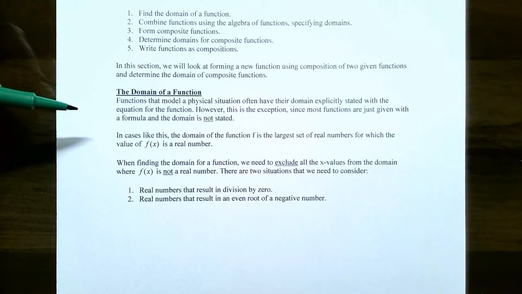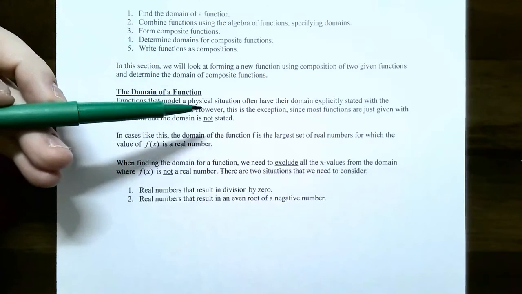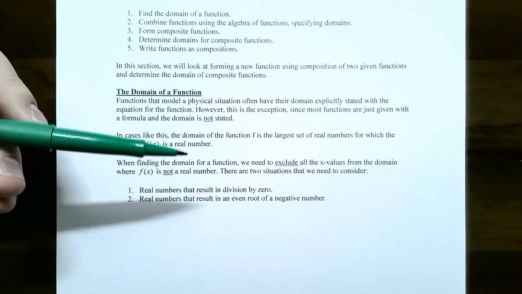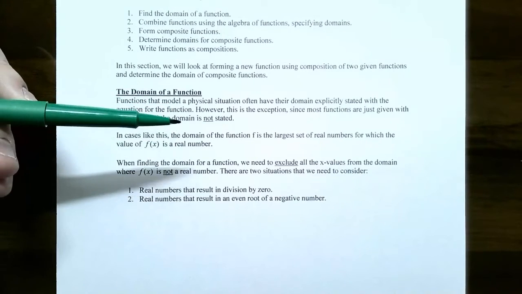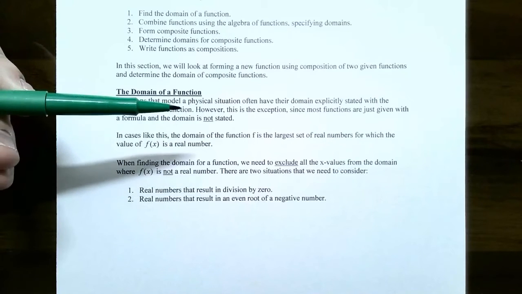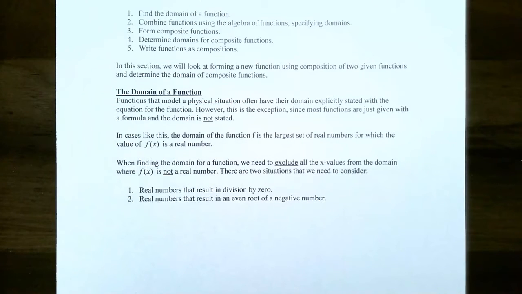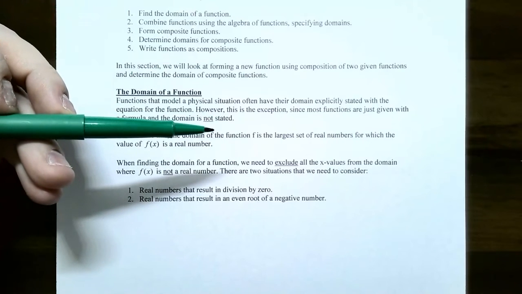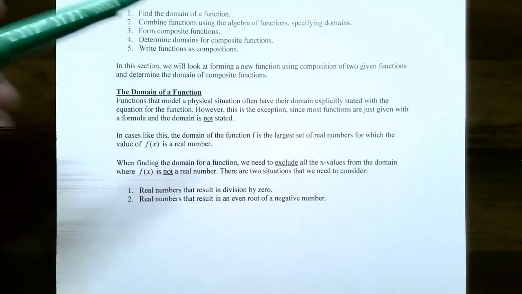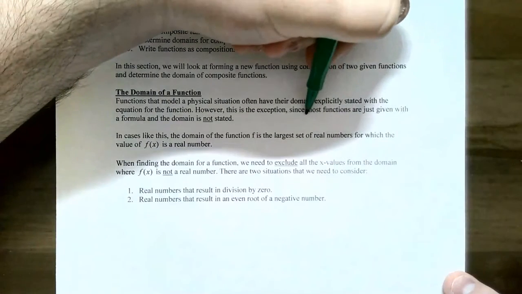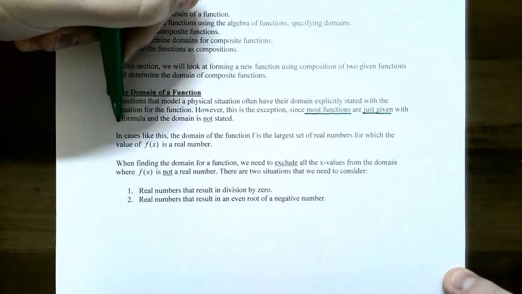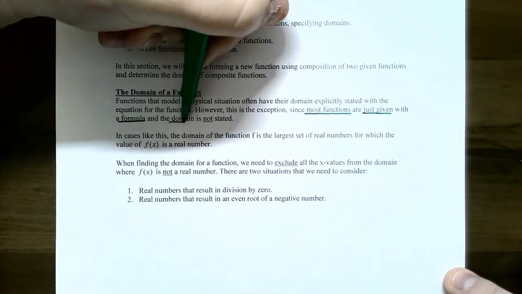Functions that model a physical situation usually have their domain explicitly stated. Think about the problem that we did earlier in this chapter involving the cell phone plan. The cell phone plan only made sense for certain values of how many minutes you're using in a month. That's the domain of the function. It might be stated explicitly or given in the equation of the function. However, more often you will not have the domain stated for a function's formula or an equation. Most functions are just given with a formula, and the domain is not stated.